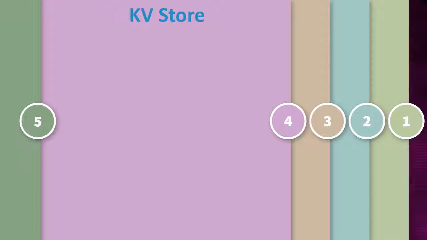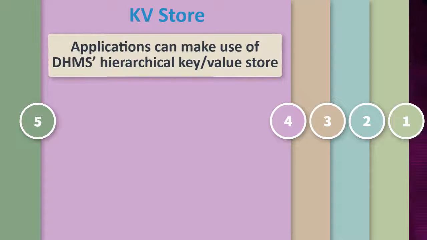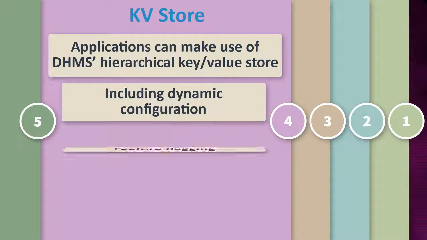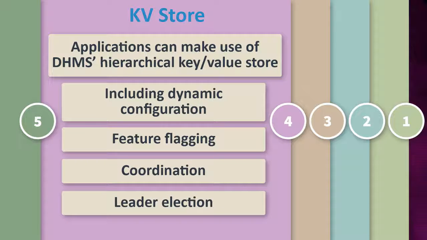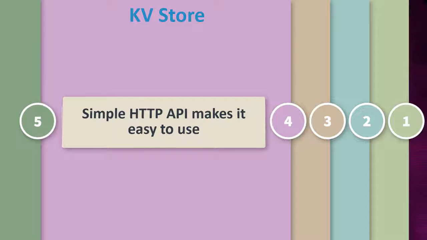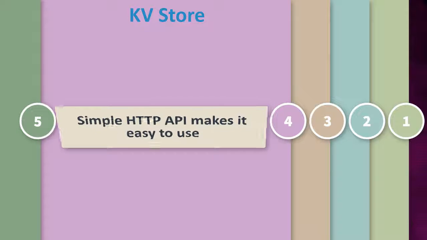Next is the KV store. Applications can make use of DHMS's hierarchical key/value store for any number of purposes, including dynamic configuration, feature flagging, coordination, leader election, and more. The simple HTTP API makes it easy to use.